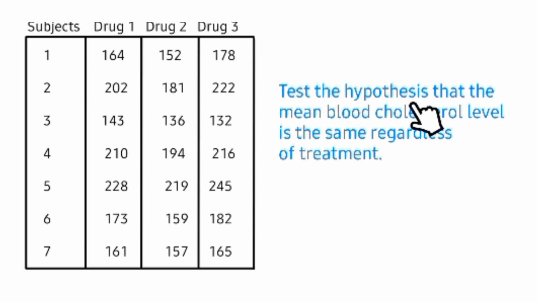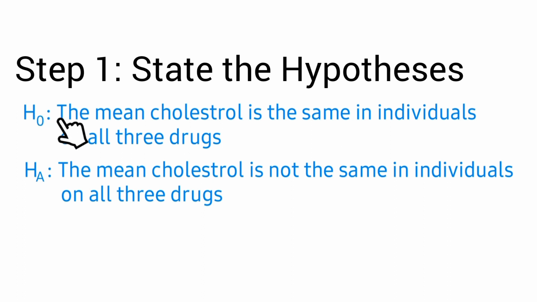There's the hypothesis that the mean blood cholesterol level is the same regardless of treatment. The null hypothesis states that the mean cholesterol is the same in individuals on all 3 drugs, while the alternative hypothesis states that the mean cholesterol is not the same in individuals on all 3 drugs.